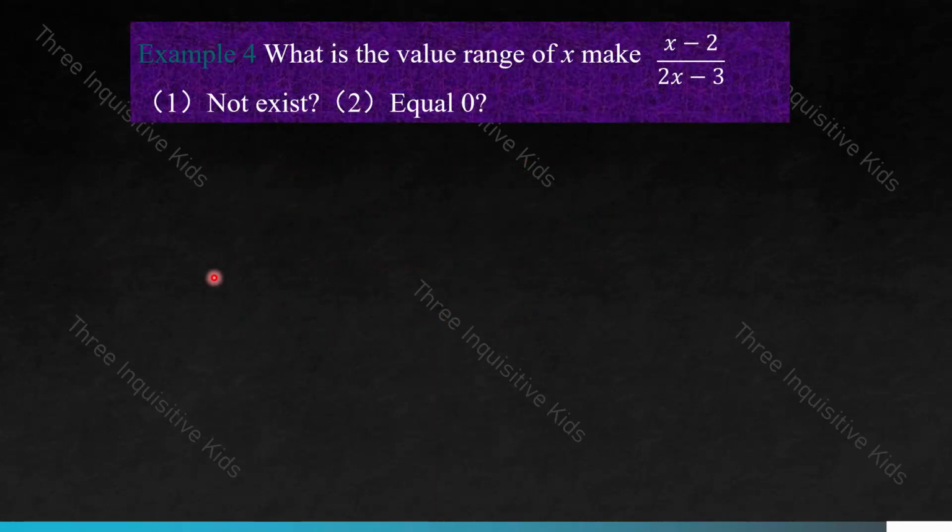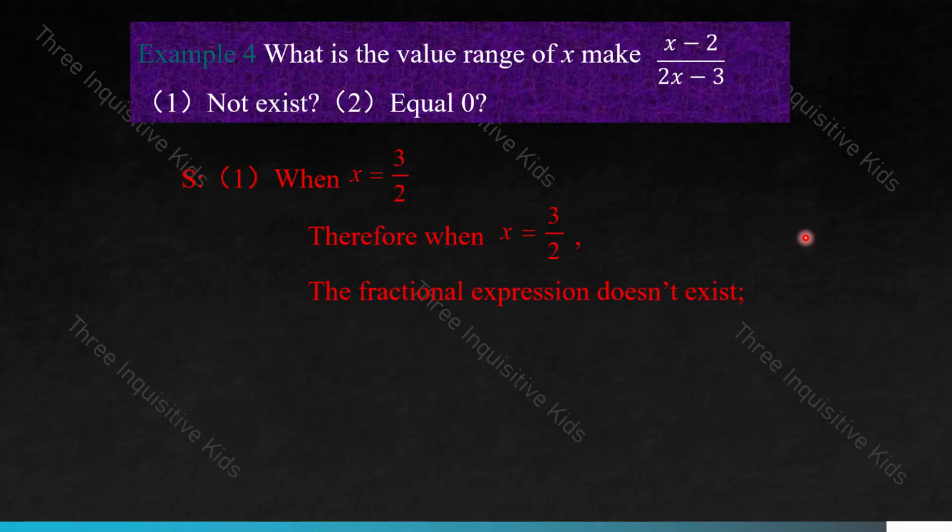Example 4. What is the value range of x to make x minus 2 over 2x minus 3 not exist and equal to 0? Not exist just means meaningless. So using the conditions that we've just learned, pause the video and answer the question. All right, so first, for the first question, not exist. When x is equal to 3 halves, it'll mean that the denominator is equal to 0. So therefore, when x is equal to 3 halves, the fractional expression doesn't exist.